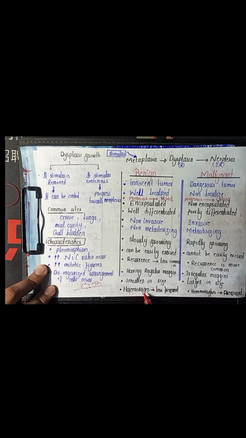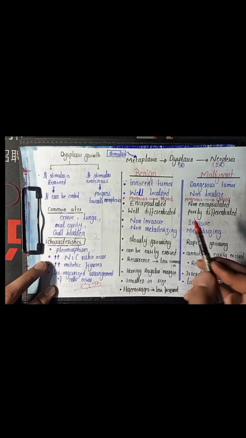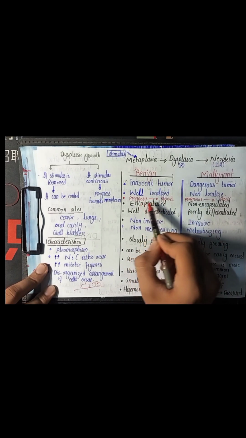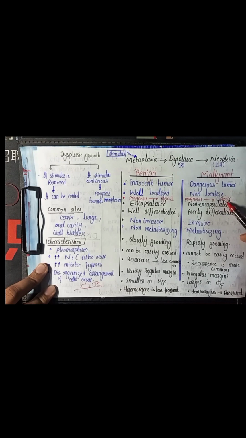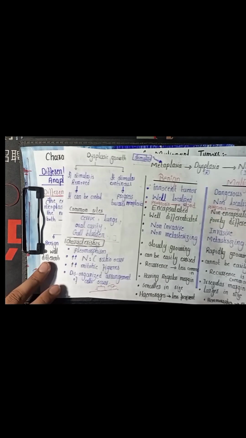And hemorrhages are less frequent in benign tumors, but necrosis is more prominent in benign tumors. Whereas in malignant tumors, hemorrhages are more frequent and necrosis is less common. Similarly, benign tumors have a good prognosis, whereas malignant tumors have a poor prognosis.